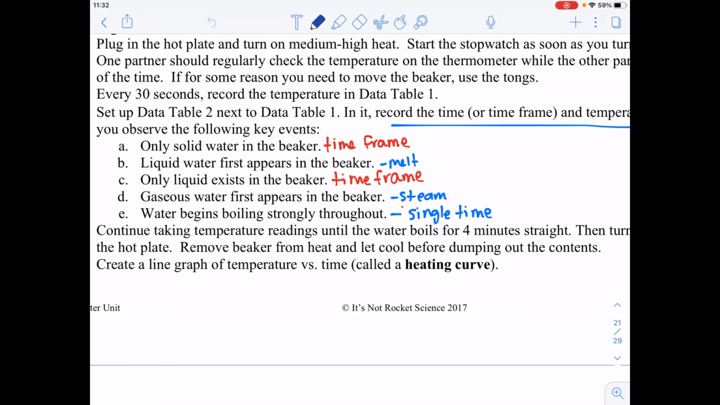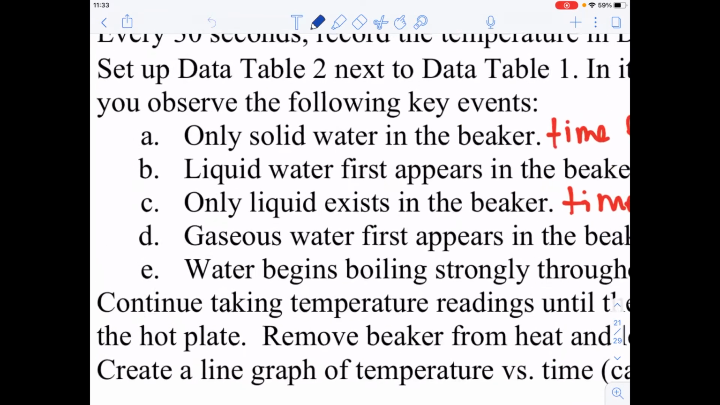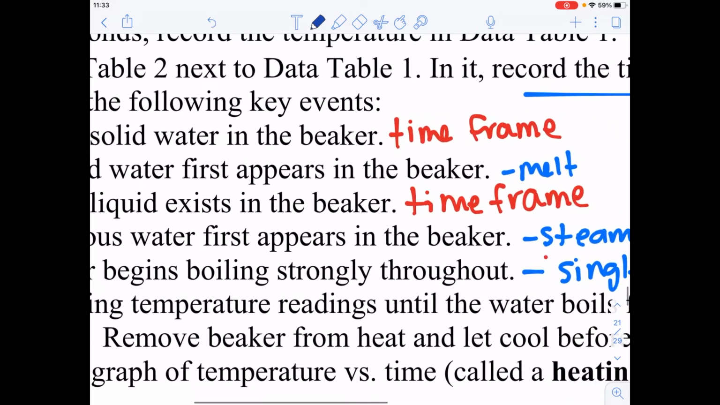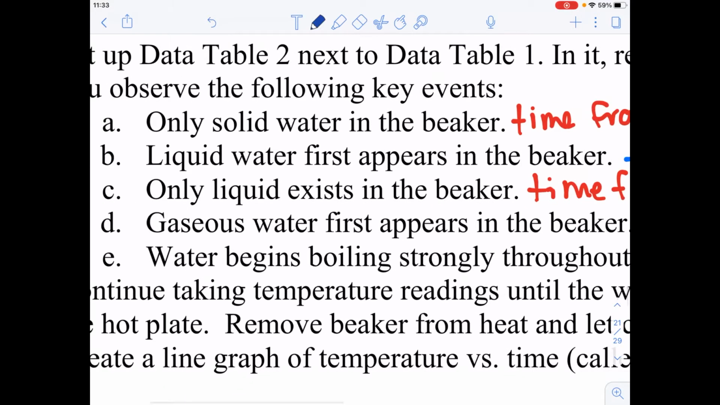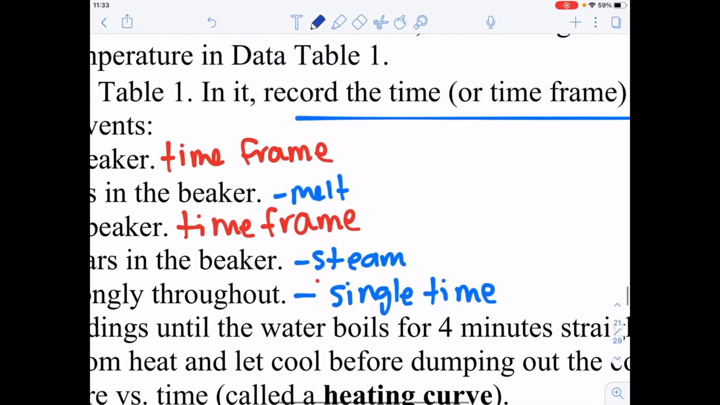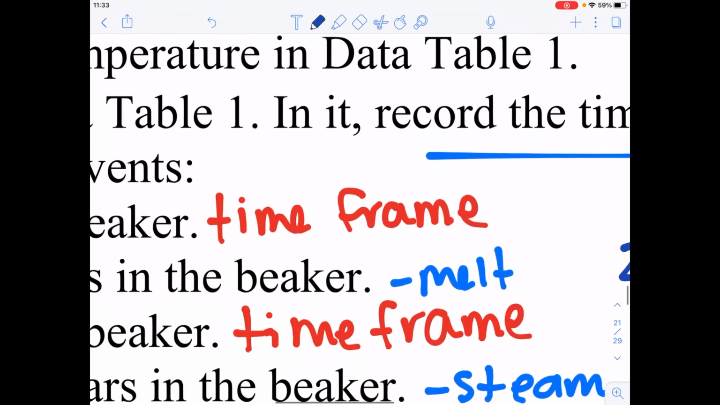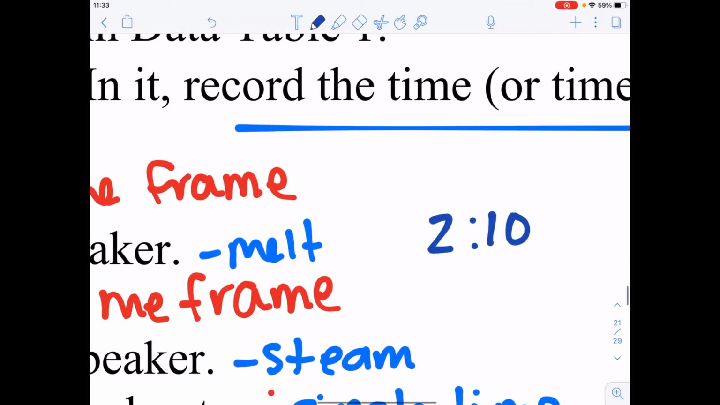I have a chart below that I'll show you here in a second. So again, it might be pretty quick though, because you'll have to watch in the very beginning. And the moment that you see liquid water form, you're going to stop that time. You're going to make a note of that time, and that will be the starting time for this one. So the moment that liquid water first appears in the beaker, let's say that time is 2 minutes and 10 seconds, okay? That would mean that you had solid water in the beaker from 0 minutes to 2 minutes and 10 seconds.